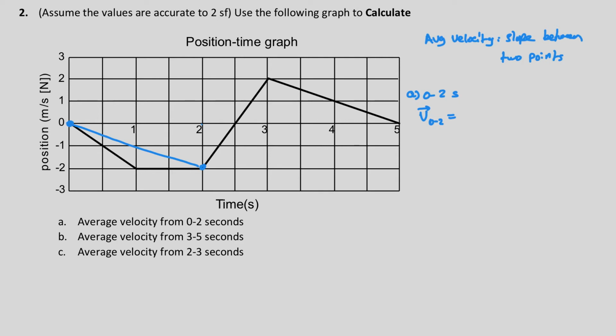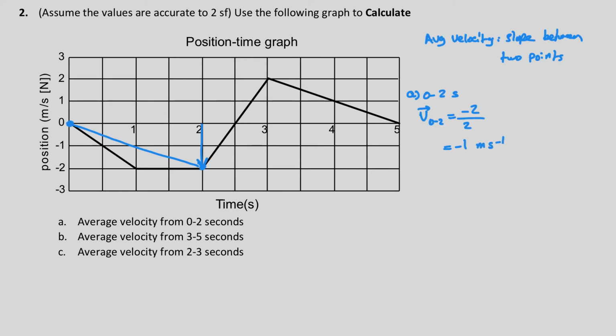So that's the rise from here to here. And it's not rising, it's kind of falling. And the rise here, I'm going to write it as -2. And the run is how far it goes in this direction, and that's going to be 2. And this is going to be -1 meters per second.